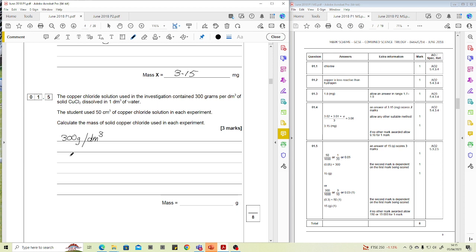and we need 50 centimetre cubed, so 300 grams in 1000 centimetre cubed. So in 50 centimetre cubed, the mass is equal to 300 divided by 1000 times 50. 15 grams.